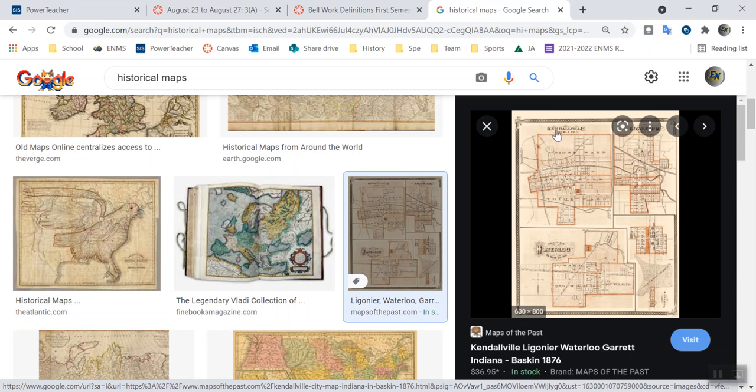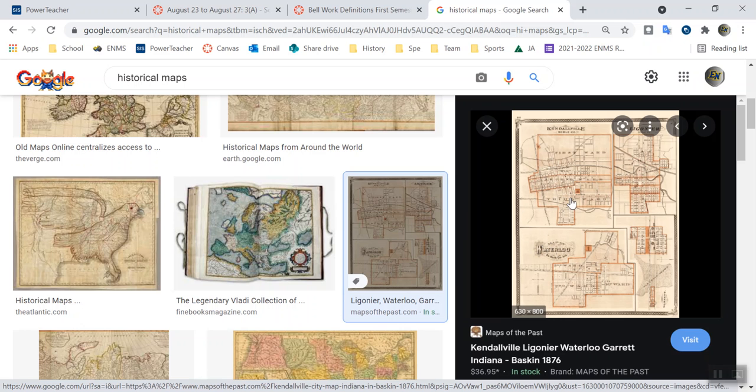You have another one here. This is Kendallville. Look at that historical map of Kendallville. Okay, it looks like Waterloo and Garrett. So there's Waterloo and there's Garrett. So this is what our town used to look like back in the day. Okay, you can actually buy it for 40 bucks. So it's 1876 map of Kendallville. So could you put down a historical map of Kendallville? Yeah. Okay, could you use historical map of Waterloo? Yeah. So those would be good examples.